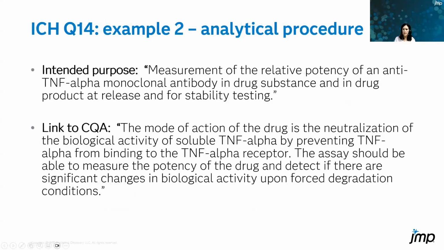So let's look at the second example in the ICH Q14 guidelines to see how JMP and the design space profiler could be used to find the MODR for an analytical procedure. So the purpose of the analytical procedure in this example is to measure the relative potency of an anti-TNF alpha monoclonal antibody in a drug. The potency assay should be able to detect a change and/or a shift in potency upon forced degradation. And before I move on, I wanted to thank my colleague Byron Wingard, who created this example from the guidelines document.